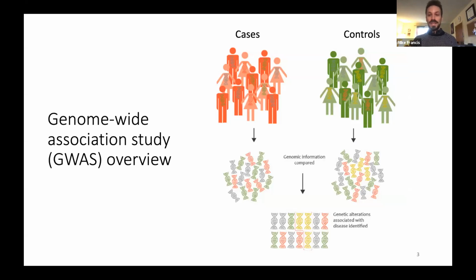One of the ways we can answer these questions is through genome-wide association studies. I'm sure most of you know, but in case you don't, in a GWAS, you can take two groups of people, a case group and a control group. Let's say the cases have cancer and the controls don't. What you can do is take their genomic information and compare it and find significant differences between the DNA content of these two groups and figure out if there's a genetic component to the disease.